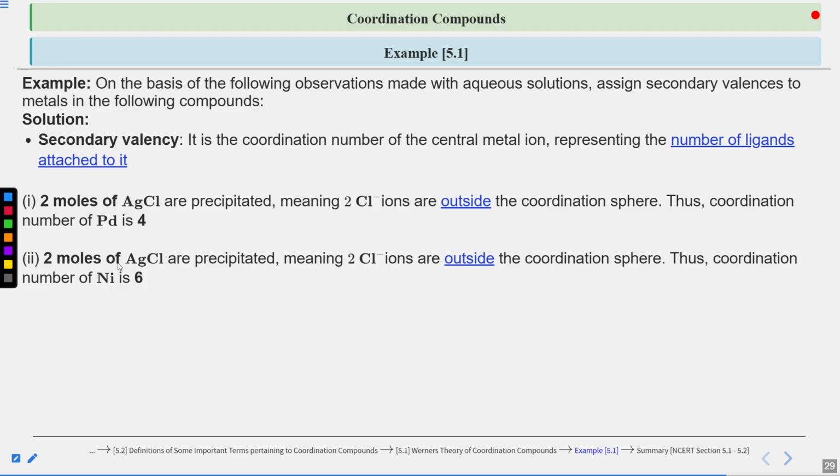In the second case, there are 2 moles of AgCl that are going to precipitate. That means again 2 chloride ions are outside the coordination sphere. So we will just eliminate the 2 chloride ions from the formula, and the coordination number of the nickel central metal ion will be 6.